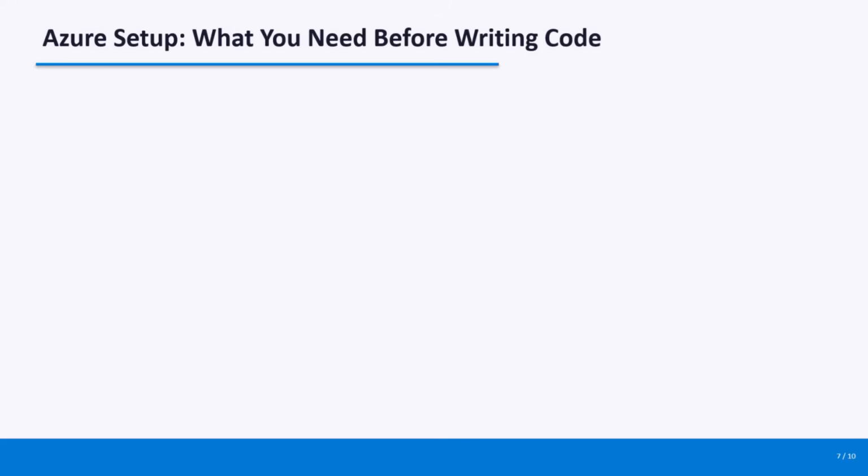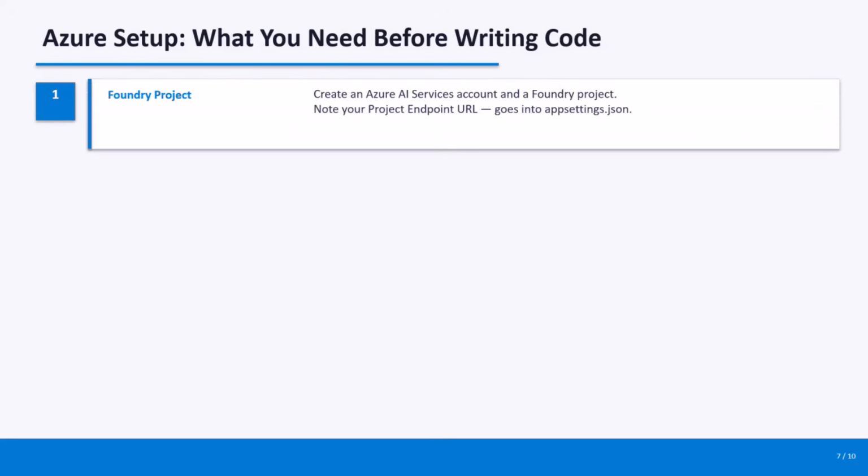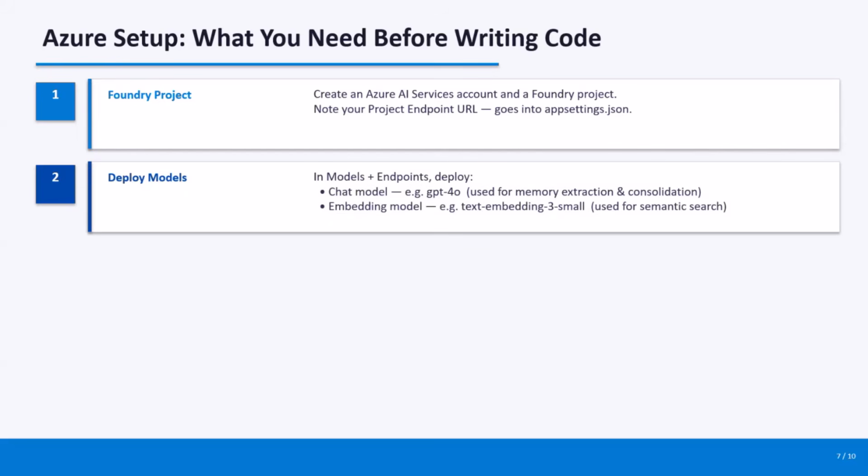Before we touch any code, let's quickly cover what you need to set up in Azure. This is all pretty lightweight if you have used Foundry before. First, you need a Foundry project that gives you a project endpoint URL, and that just drops straight into the appsettings.json. Nothing's unusual here. Next, you deploy two models, one chat model and one embedding model. In this demo, I'm using GPT-5 and text-embedding-3-small for the embeddings.